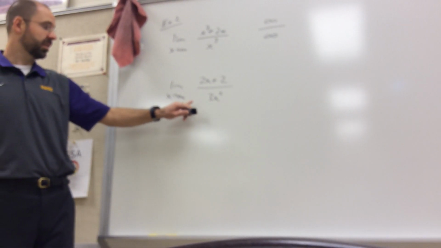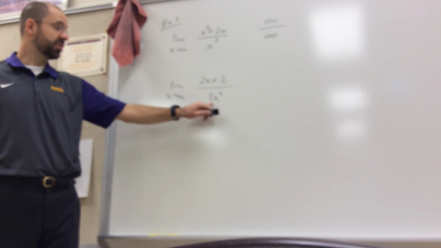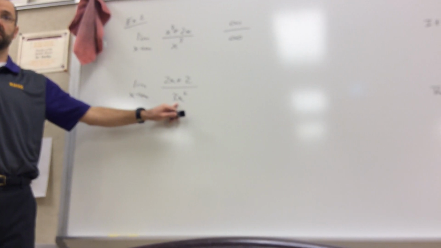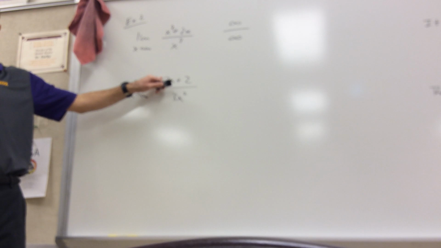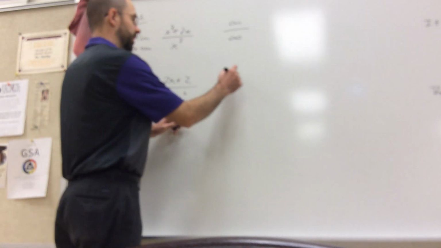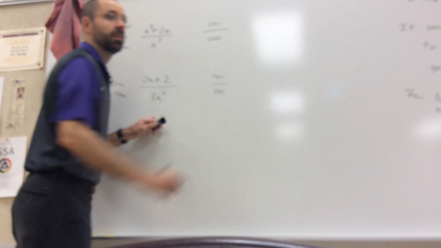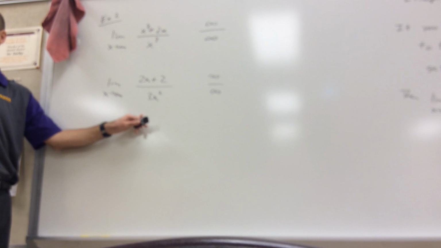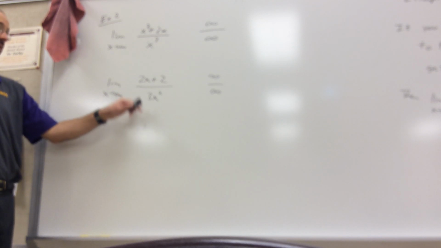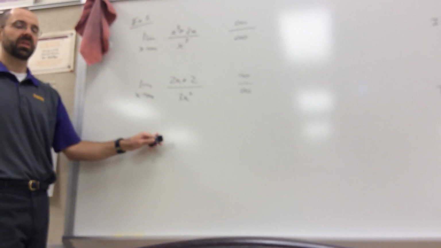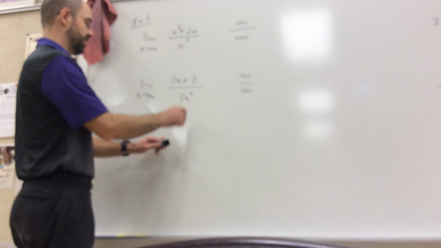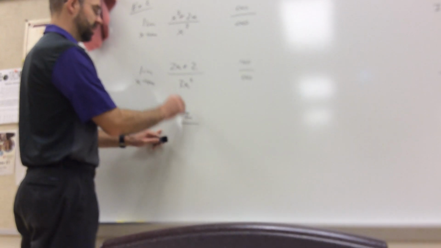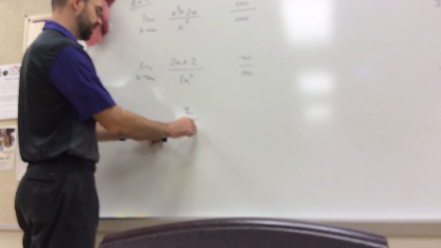but then you try limit laws again, and you're still getting a really big number on the bottom and a really big number on the top. So you're still getting infinity over infinity. So you can do L'Hopital again and take the derivative of the top and the bottom separately. So derivative of the top is now 2. Derivative of the bottom is now 6x.